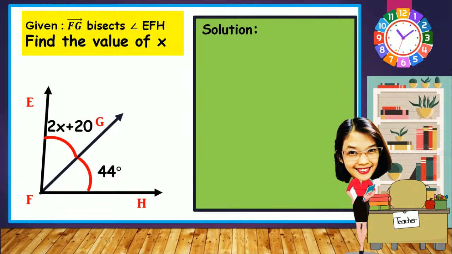Okay. We have EFG and GFH. Right? Those are the two angles that are congruent. So again, when they are congruent, then the measurements are equal. So let us write those two angles.